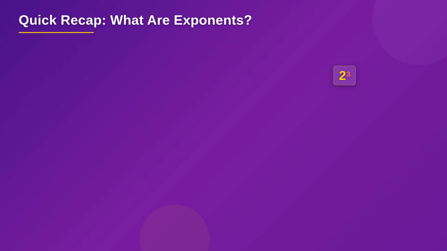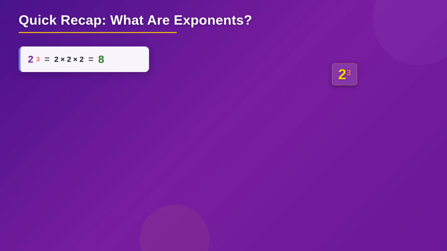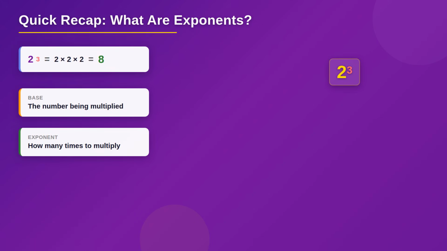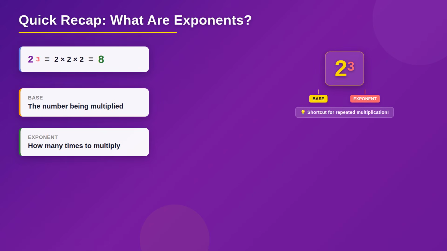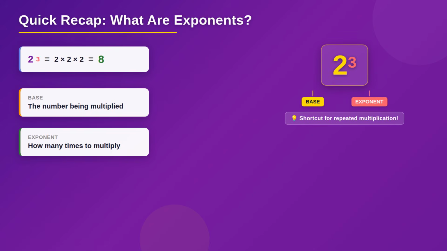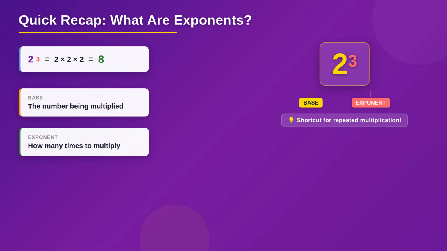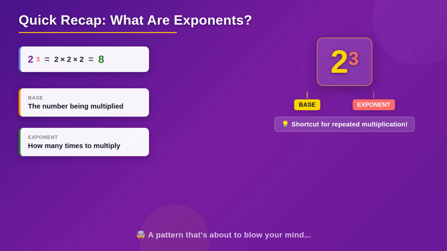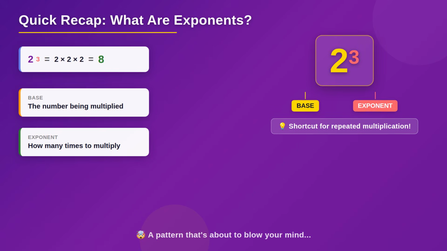Before we solve Maya's mystery, let's do a quick refresh. An exponent tells you how many times to multiply a number by itself. So 2 to the 3rd power means 2 times 2 times 2, which equals 8. The number being multiplied is called the base, and the little number up top is the exponent. Exponents are basically a shortcut for repeated multiplication. Got it? Great, because now we're about to spot a pattern that's going to blow your mind.